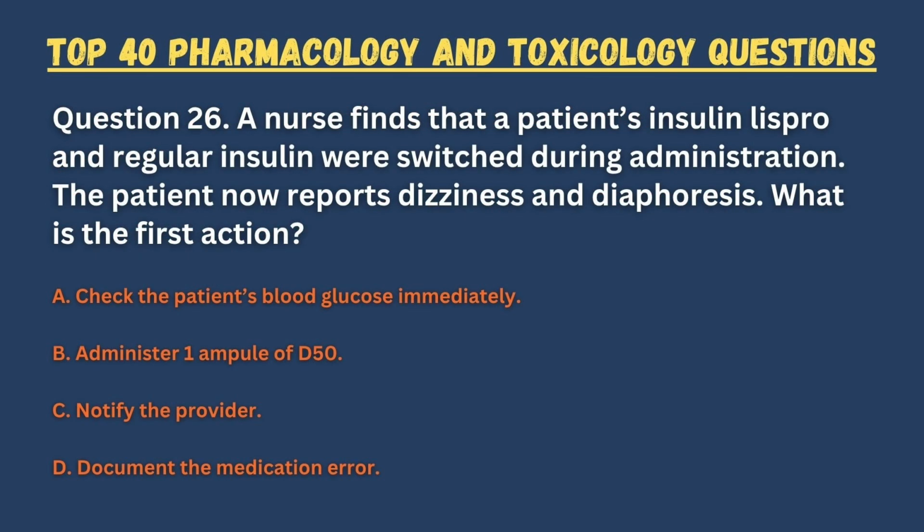Question 26. A nurse finds that a patient's insulin lispro and regular insulin were switched during administration. The patient now reports dizziness and diaphoresis. What is the first action? A. Check the patient's blood glucose immediately. B. Administer 1 ampoule D50. C. Notify the provider. D. Document the medication error.